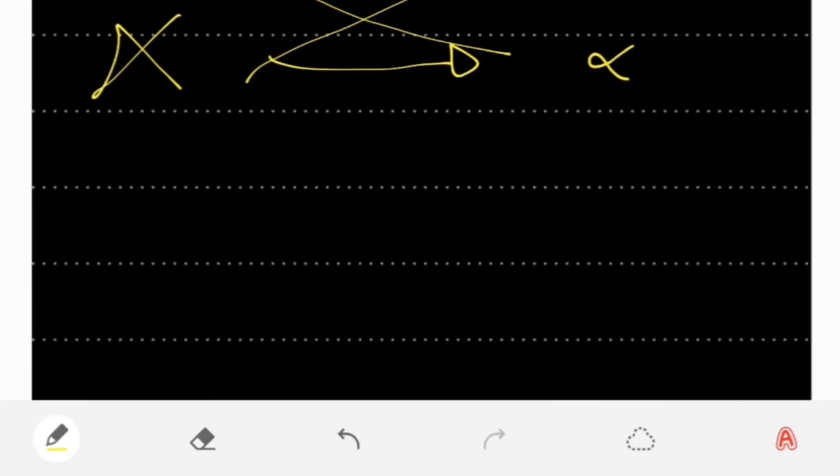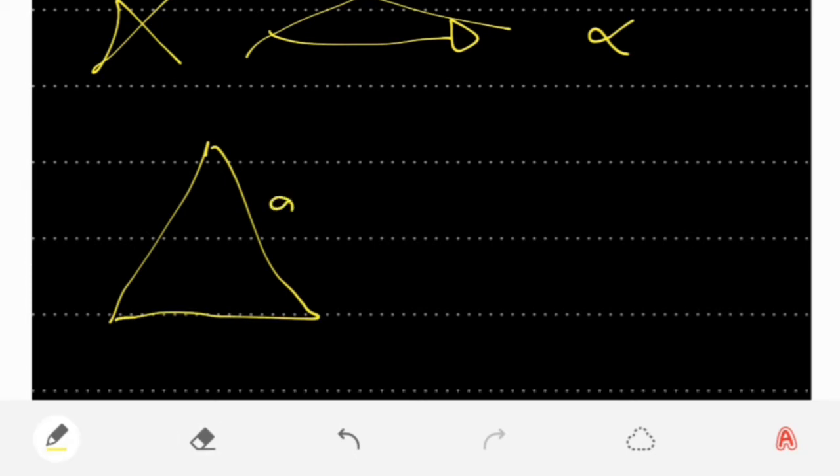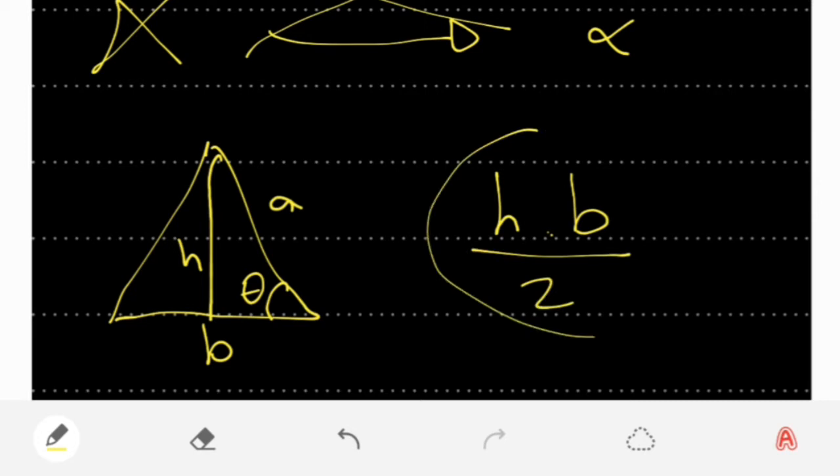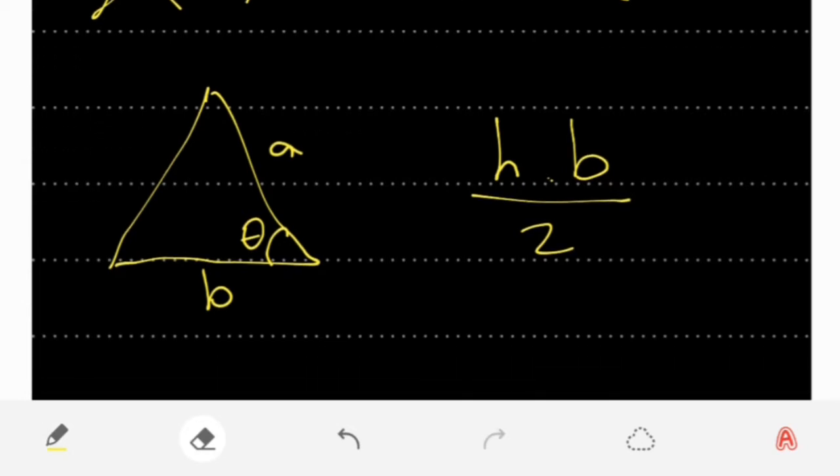And the third rule is for the area of a triangle. If you have a triangle, for example, let's say here it is A, B, and this is an angle theta. If you want to find the area of this triangle, you might call this h and say that it is the height multiplied by the base divided by 2, right? This is how we usually find the area. But what if you don't have the height? How can you find the area without h?